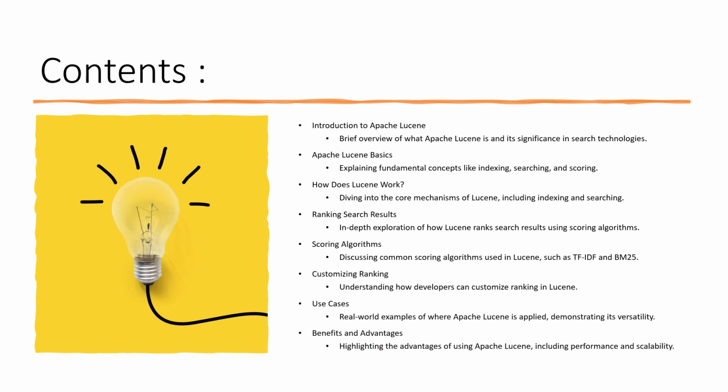As you can see on the screen, these are some basic contents that we are going to discuss in our project presentation. So our presentation goes as follows. First, we will know about what is Apache Lucene and its basics, followed by search and different types of ranking algorithms followed in Apache Lucene. At the end, we will also know about different types of real-world use cases and advantages and some of the disadvantages associated with Apache Lucene.